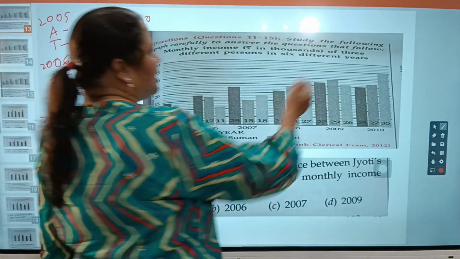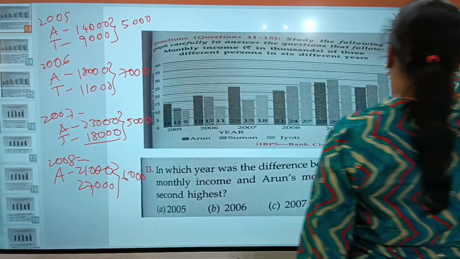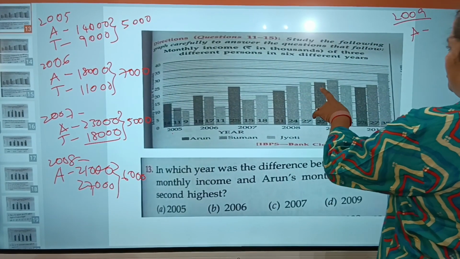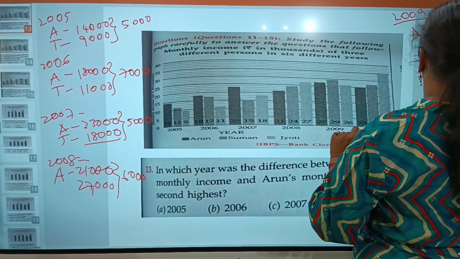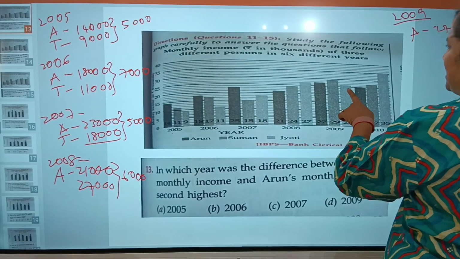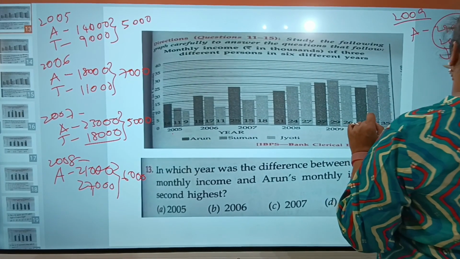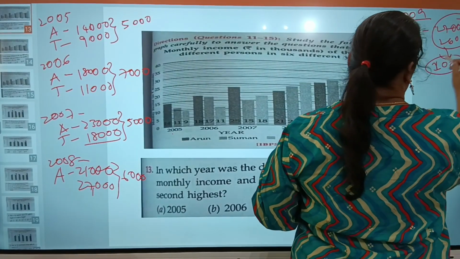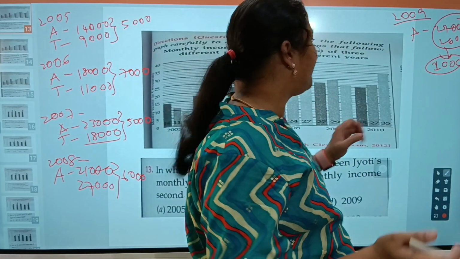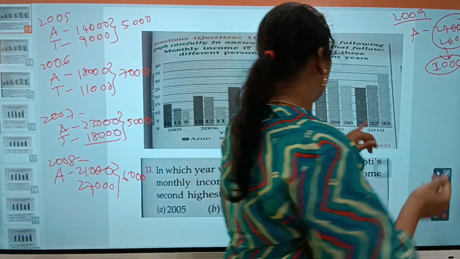Go to the year 2009. Arun's income is 27,000. Jyoti's income is 26,000. So there is no huge difference. Only 1,000 difference is there. Both are getting almost the same salary in the year 2009.